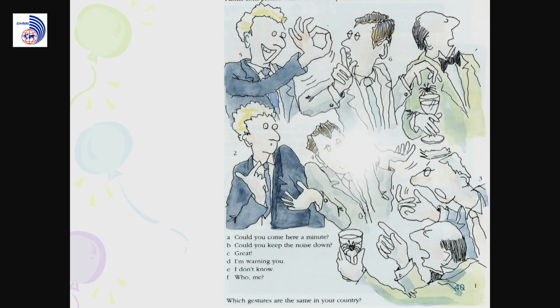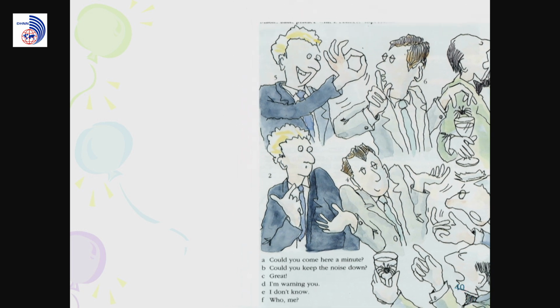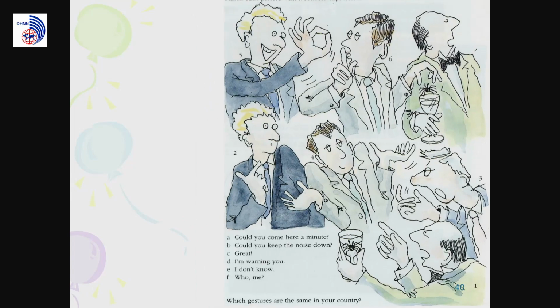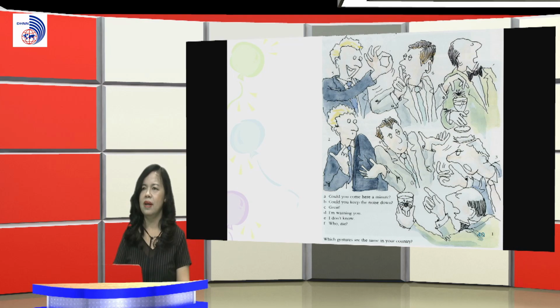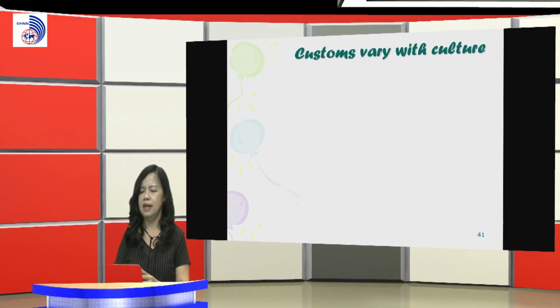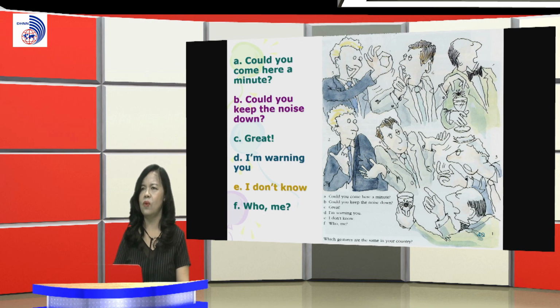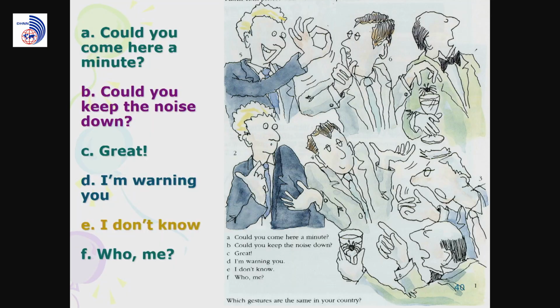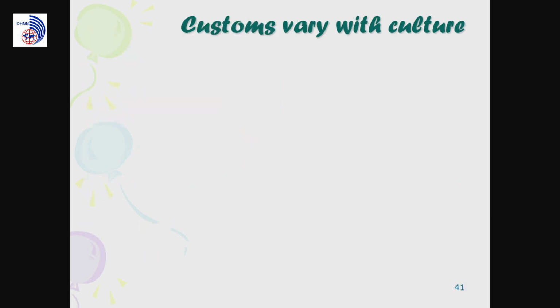Right, so you can see I put some examples for you, and you can match these with different features and signals, showing that a person is saying yes, or no, or something I want to do. Could you come here, please? Or could you keep the noise down, please? I'm waiting for you. I don't know. Who, me? I think it is quite easy and straightforward, and very sure custom varies with culture.